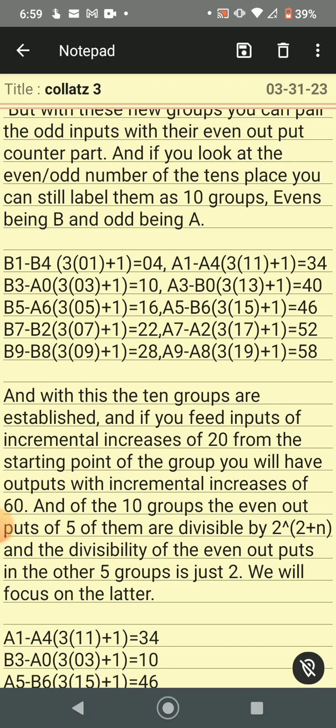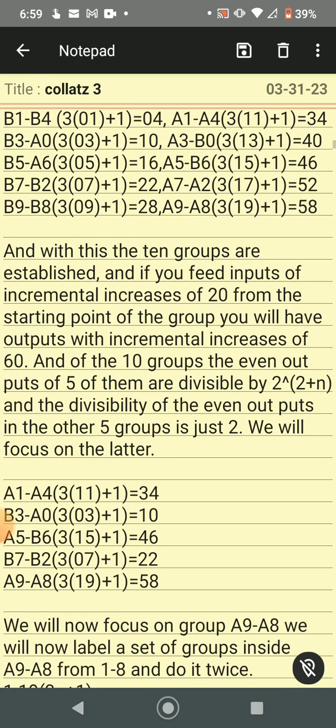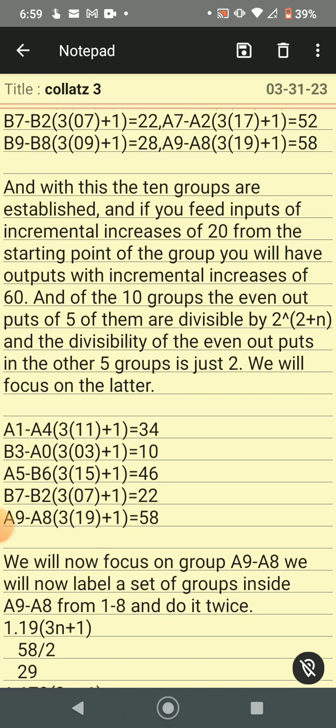And then we get B3 that goes to A0, because 3 times 3 plus 1 is 10. 3 times 13 plus 1 is 40. A3, B0, as you can see. And with this, the 10 groups are established.